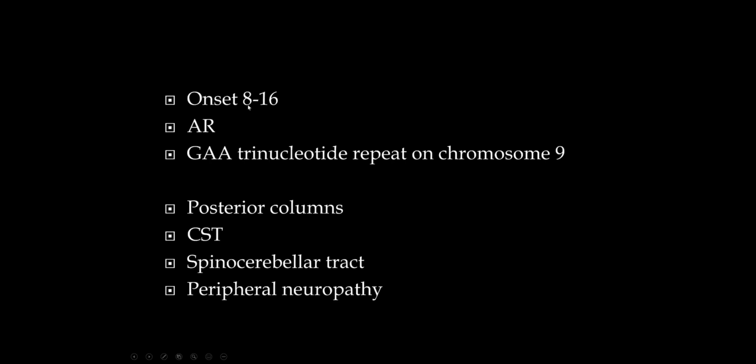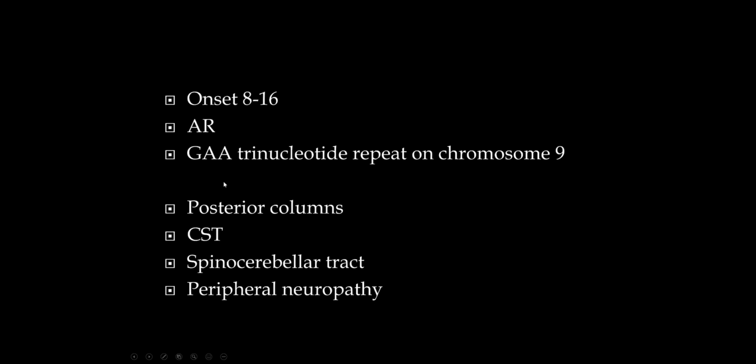And so onset is in childhood, so we shouldn't confuse this with B12 deficiency. They're both going to have a lot of vibration and proprioception loss, but the childhood onset and the severe ataxia should help you distinguish that. It's autosomal recessive, and this is the second trinucleotide repeat condition we've mentioned. So remember the first was myotonic dystrophy, and Friedreich's ataxia is a GAA trinucleotide repeat on chromosome 9.